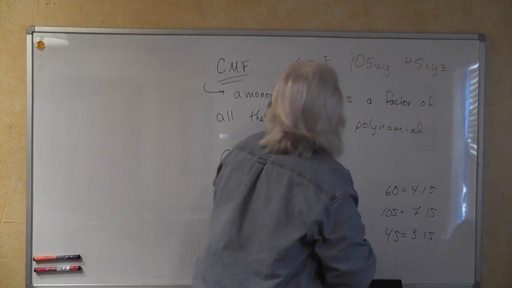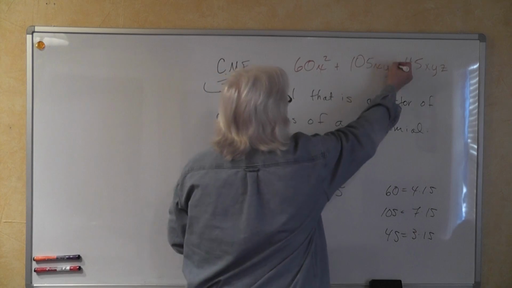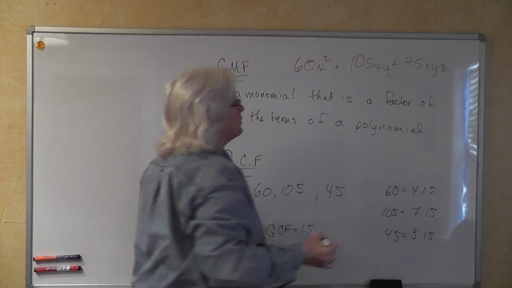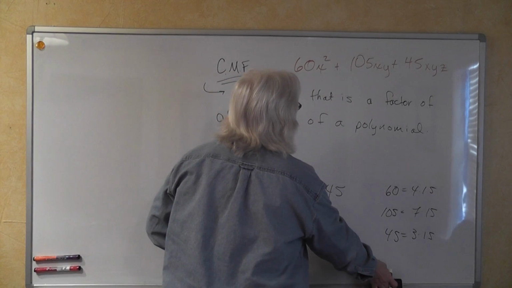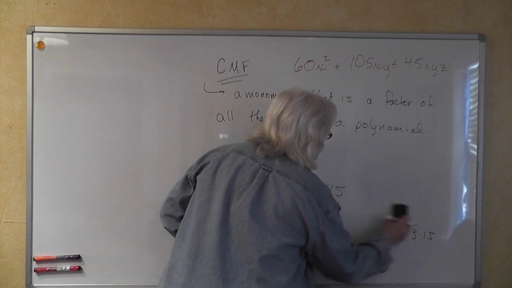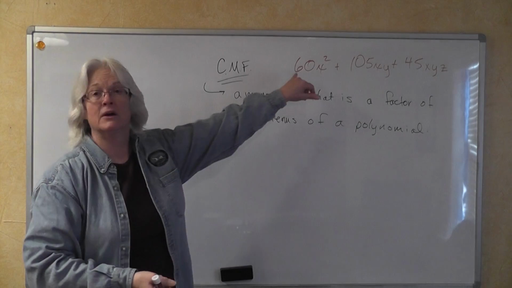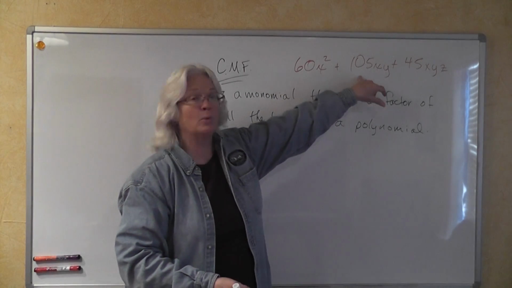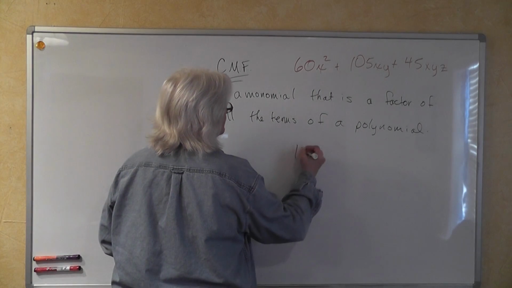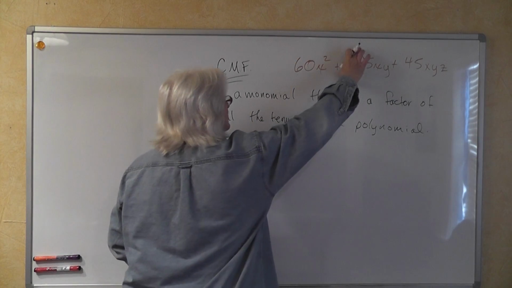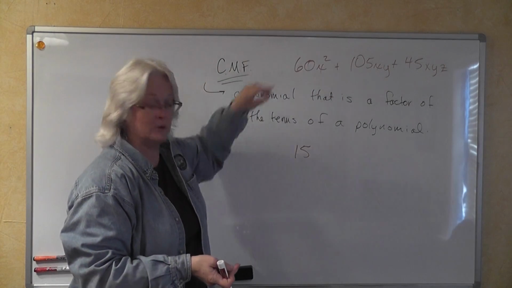Let's say that we have 60x squared plus 105xy plus 45xyz. We already know what our common factor is of those coefficients, don't we? We know that the common factor of 60 and 105 and 45 is 15. So we've already dealt with the coefficient of each of the 3 terms of this trinomial.